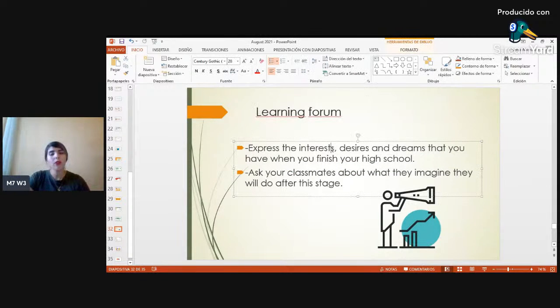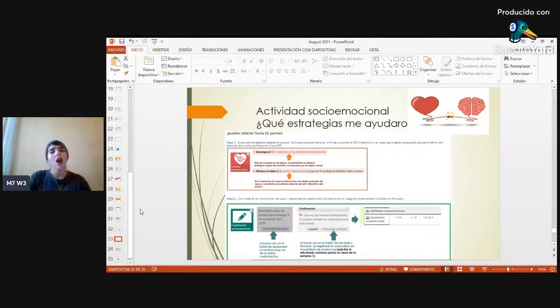You have to express the interests, desires, and dreams. You know, we have to look to the future. We're trying to help you to get more goals and achieve them. So ask your classmates about what they imagine they'll do after this stage. Obviously, we all know that time passes and never stops, and we have to set our goals and the steps to achieve them. So try to do it. You're going to express it and ask as much as you can.